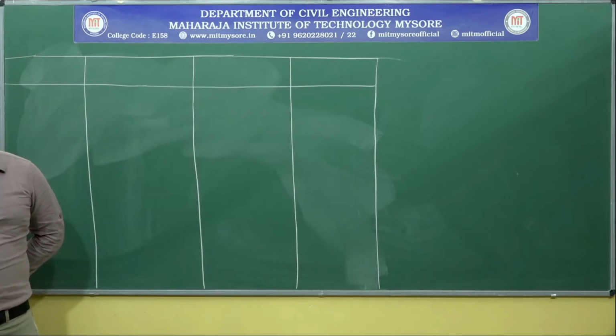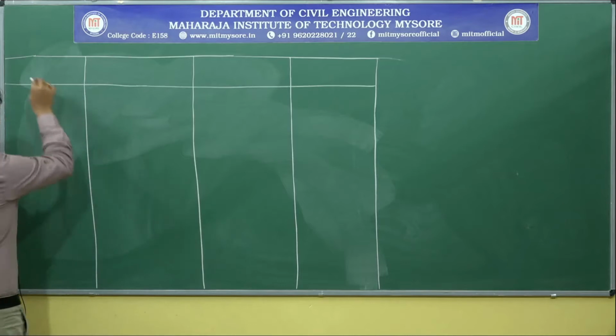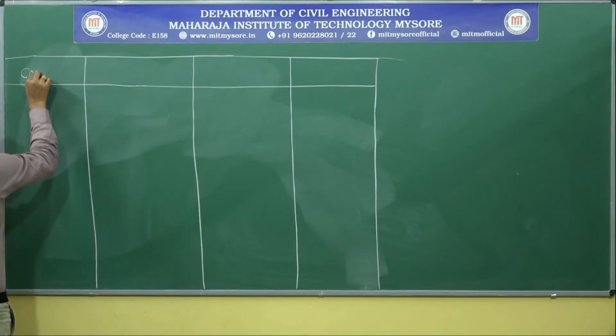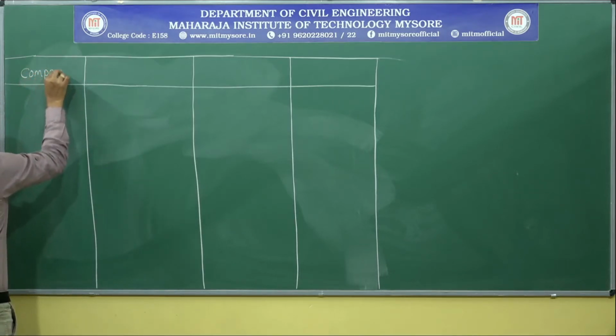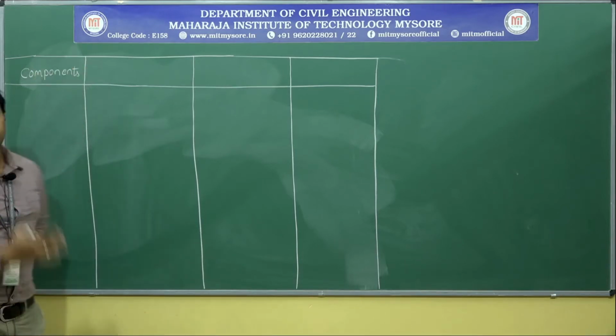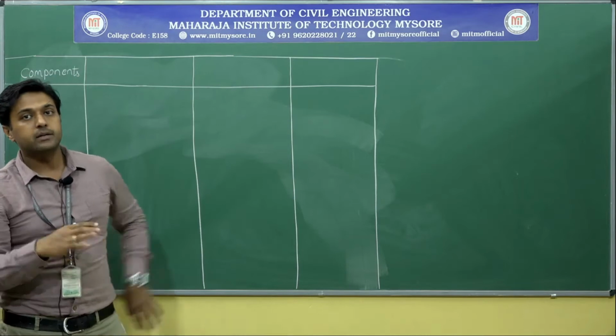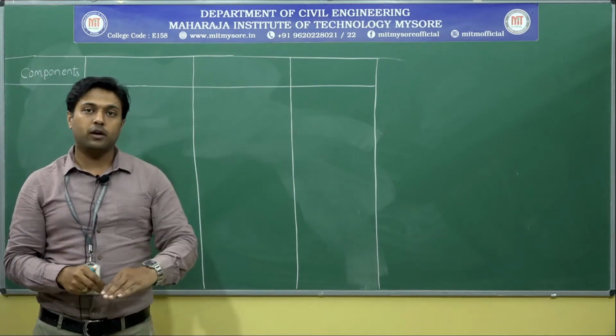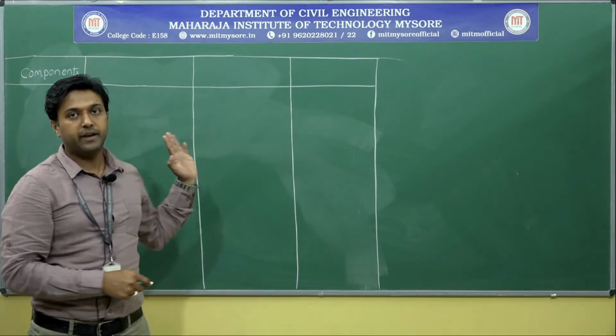So these are the 4 columns that are required. The first one is the components. So what are all the components? Soil, the retaining wall, load, all those things I will be explaining there.